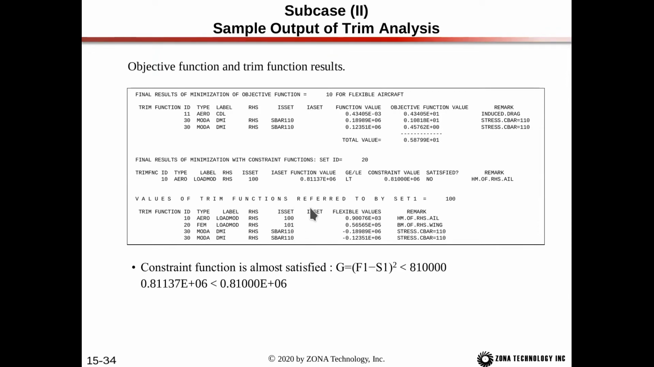And then we have the values of the trim functions printed out next in the ZEUS output. So we have the hinge moment on the right-hand side aileron, the bending moment of the wing, and then the stress in the C-bars.